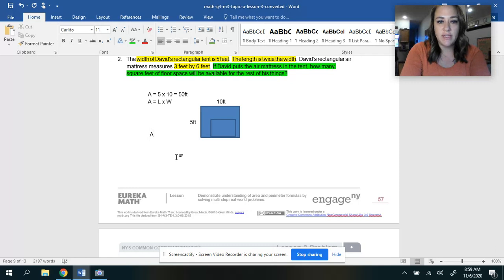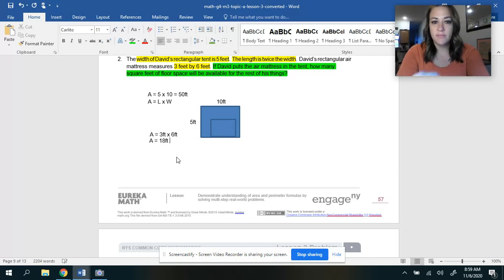And we know that area is length times width. So if we know that our air mattress is 3 feet by 6 feet, then we can take our 3 by 6, 3 times 6. What is 3 times 6? Remember, those basic facts are going to come in play. So that's going to equal 18 feet. We're not quite to our answer yet.